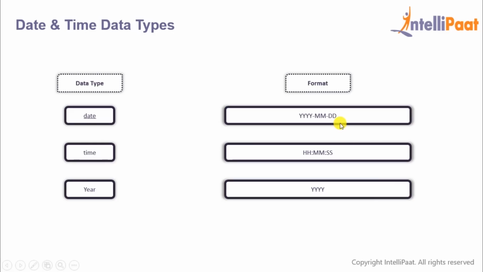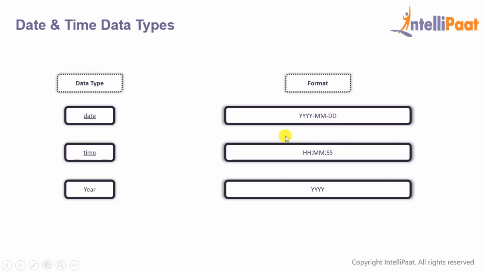Let's say we want to store the date 2nd January 2019. Then first we will give in the year, which would be 2019. Then we'll specify the month, which would be 01. And finally we'll specify the day, which is 02.